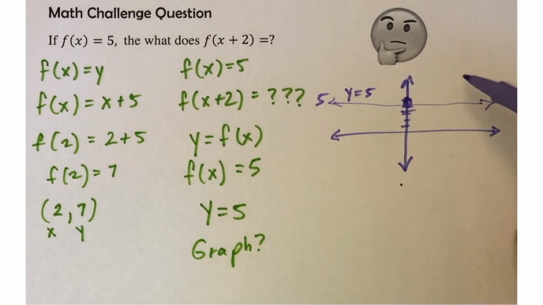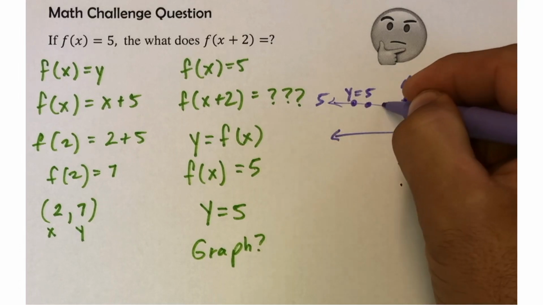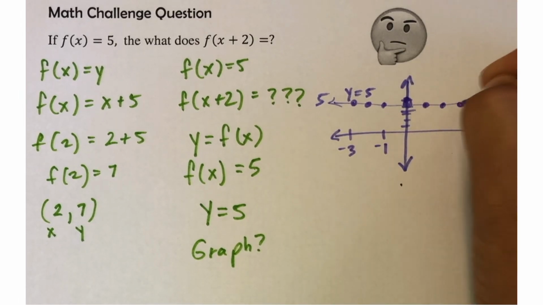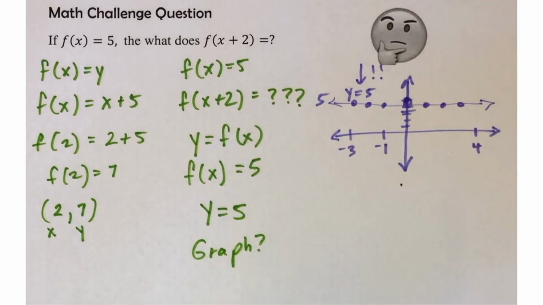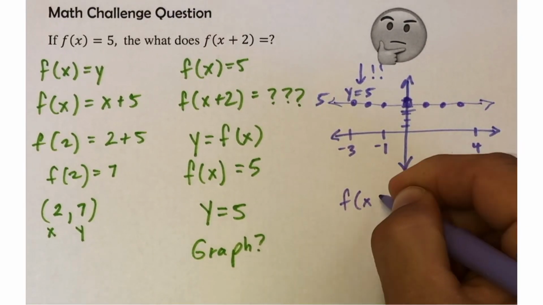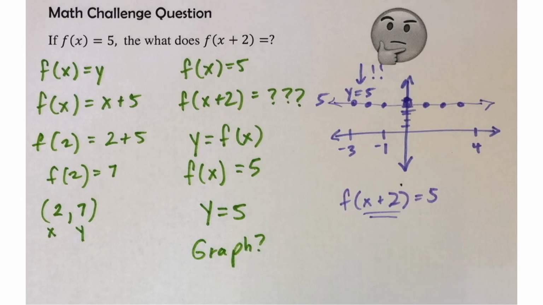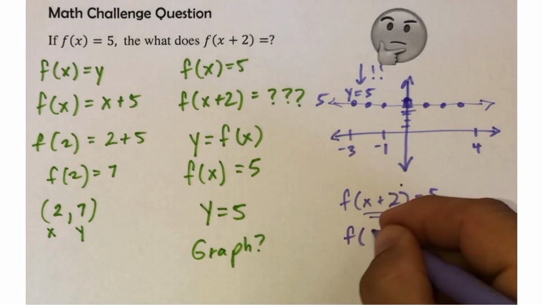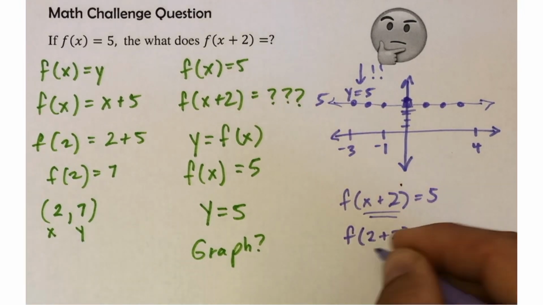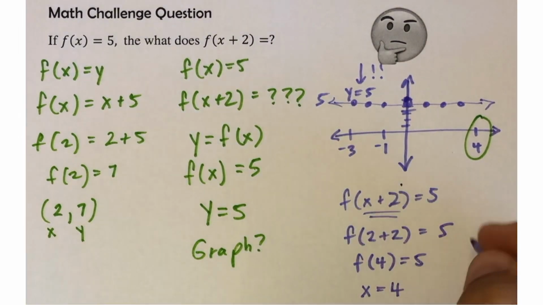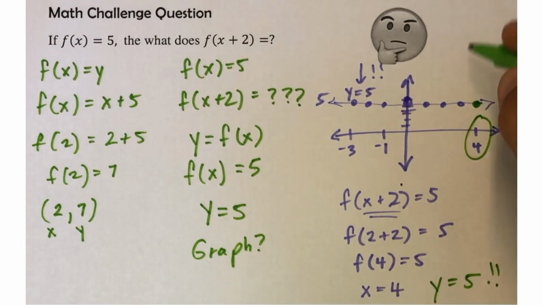Now, in this case, any point on the line, whether it be -3 or -1 or 4, my value always is going to be 5, right? So if I'm looking at f of x plus 2 is equal to 5, well, where is the x that I'm going to be plugging into? Even if I said x was 2, and 2 plus 2 is 4, f of 4 is equal to 5. Well, think about it. When my x is 4, my y is still 5, which would be a plot right here.